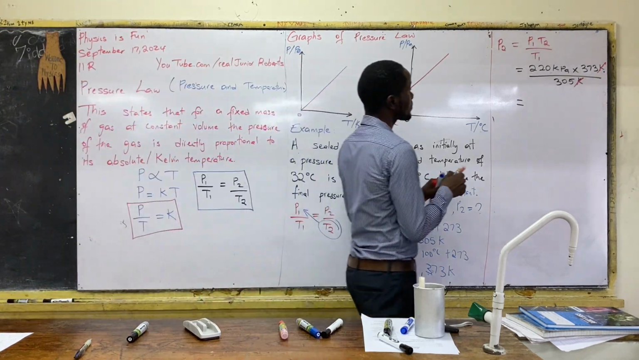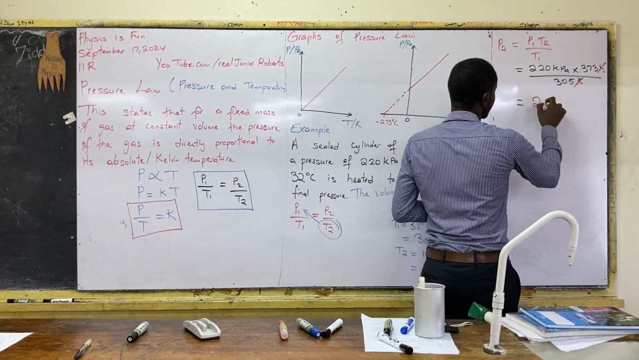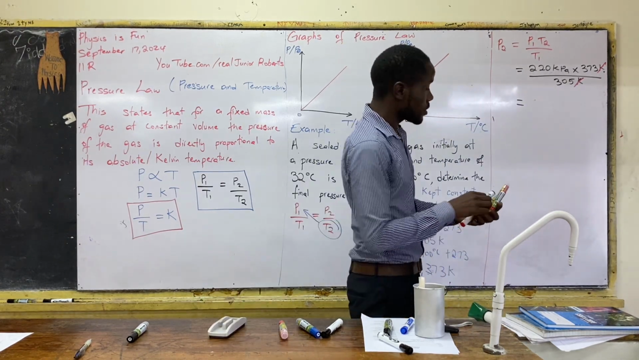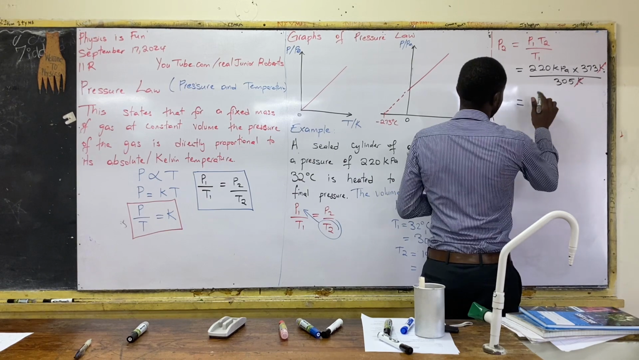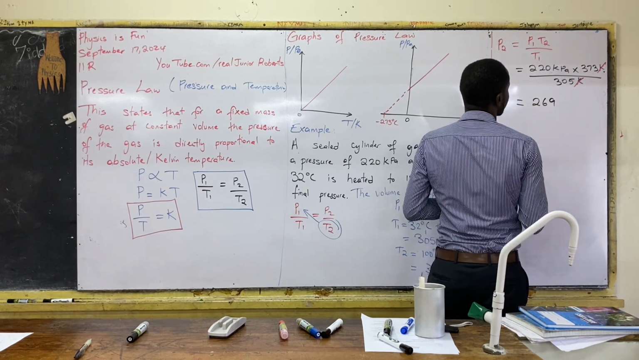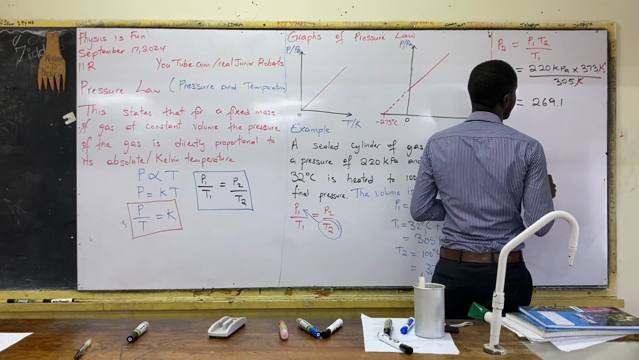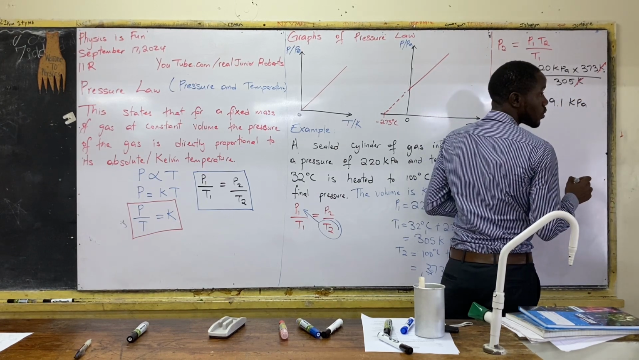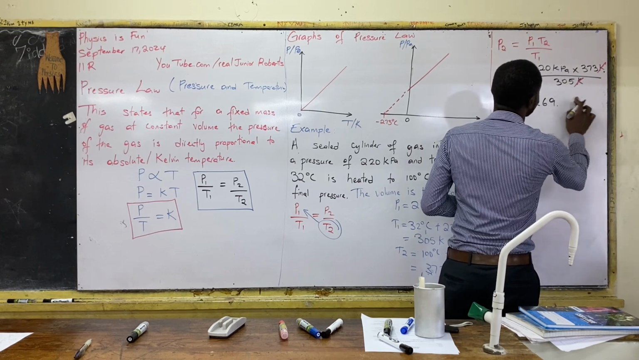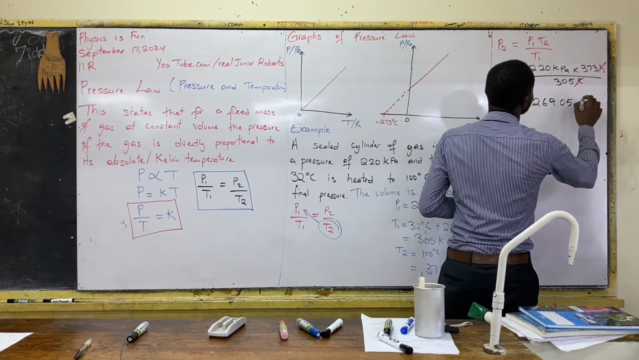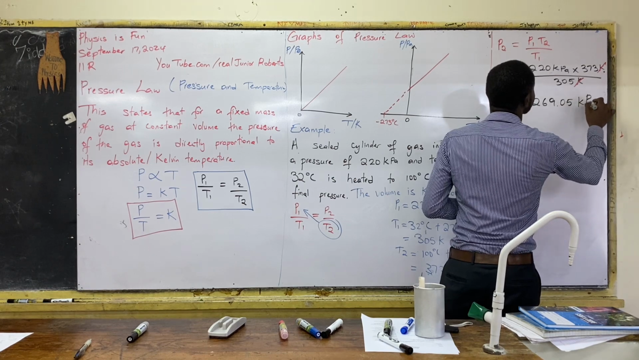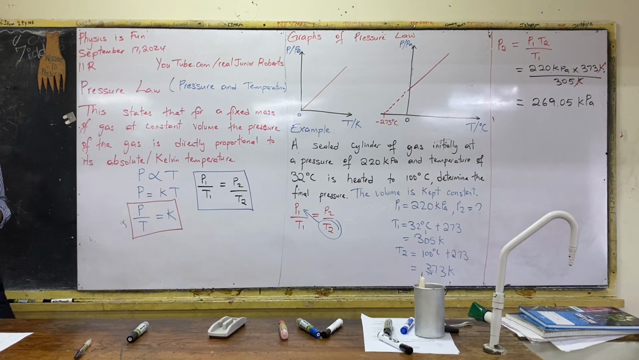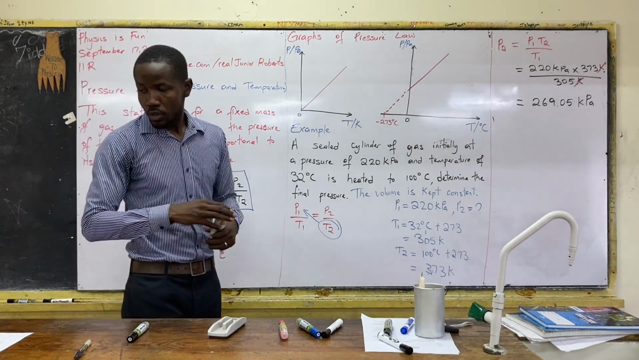So this one we say now is 269. So let's say 0.1. And it's pressure, so it's going to be kilopascal. So the answer is 269.05 kilopascal.